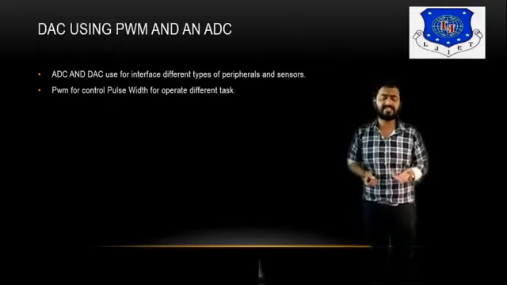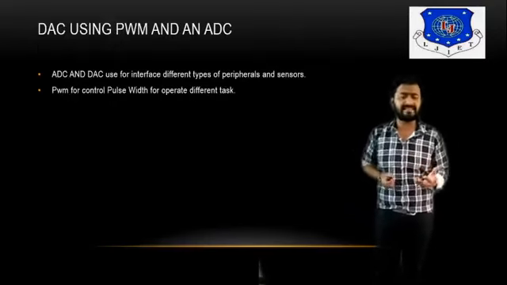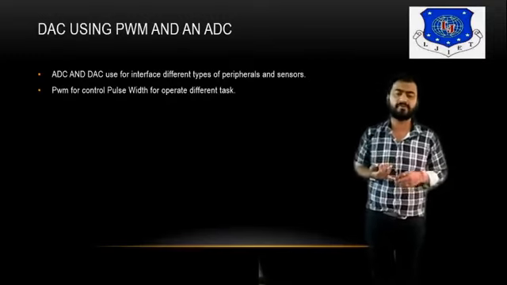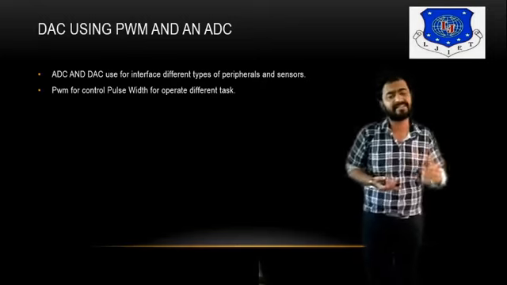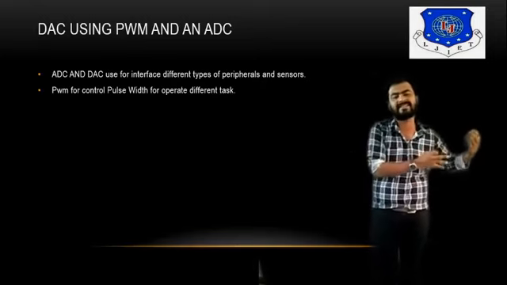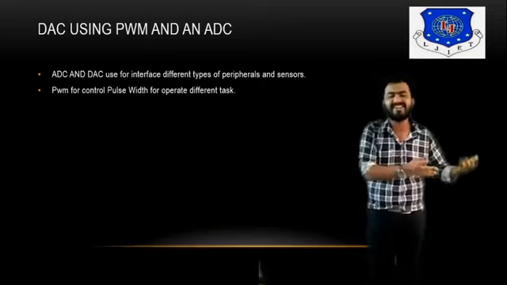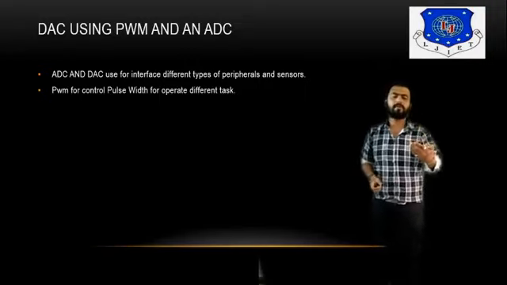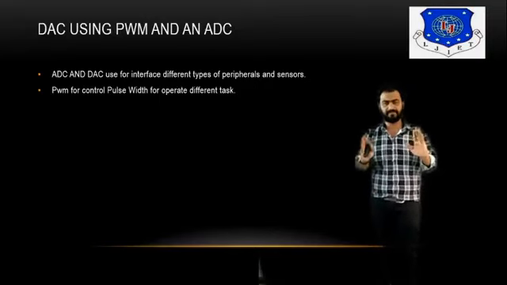DAC and ADC are generally used to connect any type of sensor that you're going to use. Suppose you want to use an analog sensor, then you have to use ADC conversion, because the microcontroller can understand only the digital part, right? So ultimately you have to convert from the analog part to digital and from digital to analog for the specific application, right? Okay.